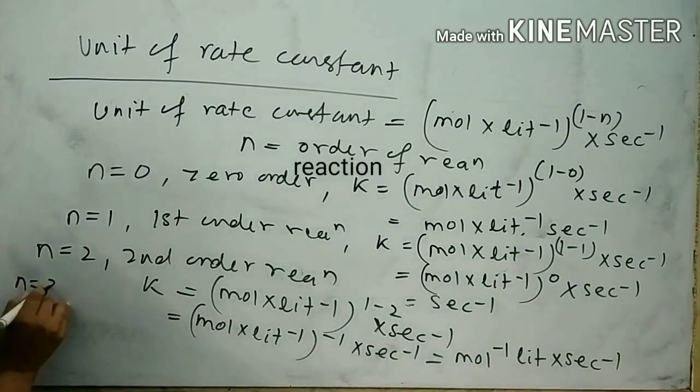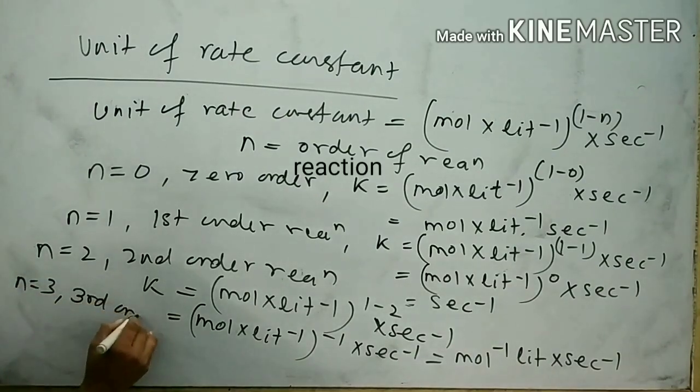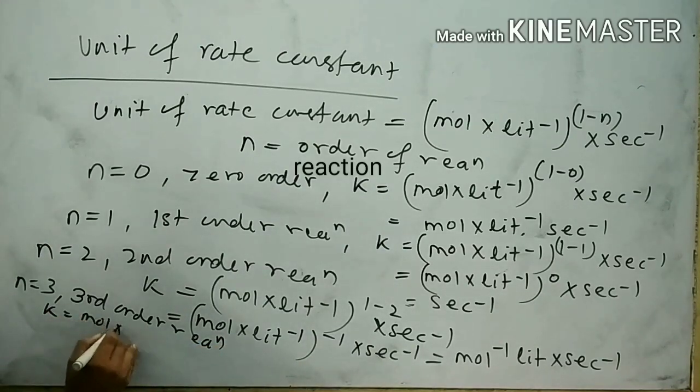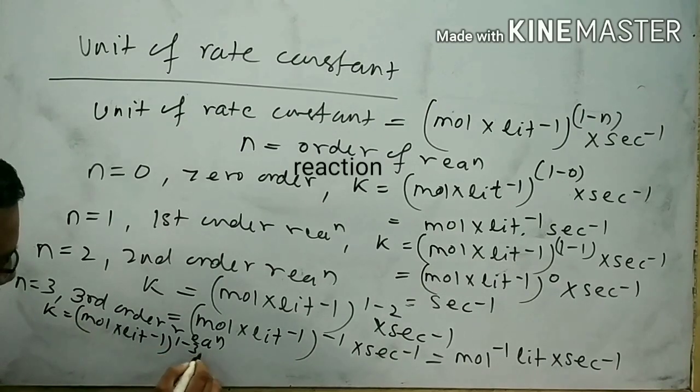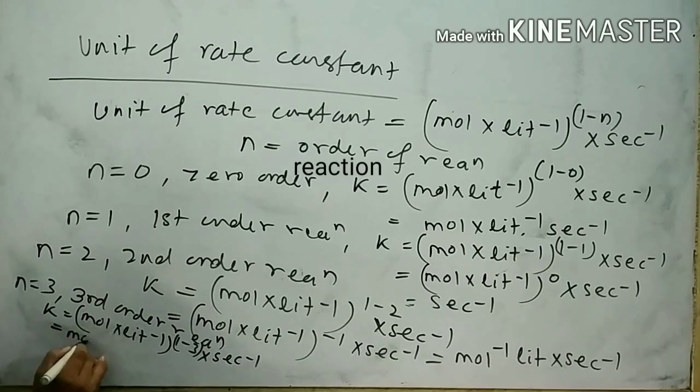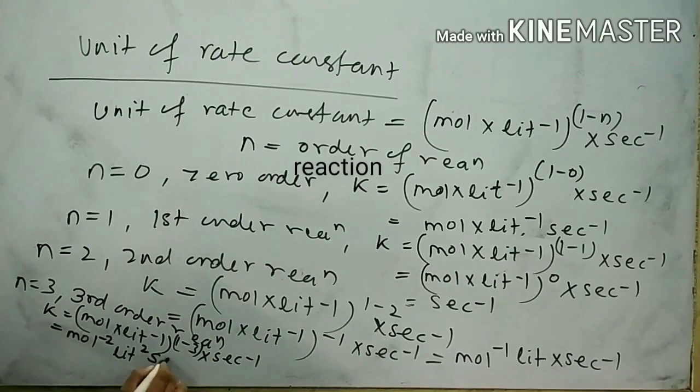If n is equal to 3, that is a third order reaction, the unit of K equals mole into liter inverse 1 minus 3 into second inverse. That means we can write mole to the power minus 2 liter square into second inverse.